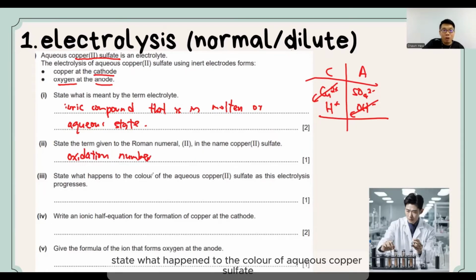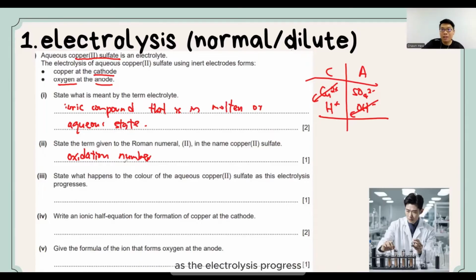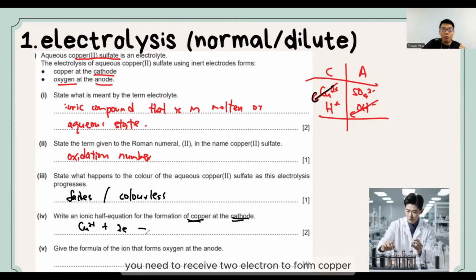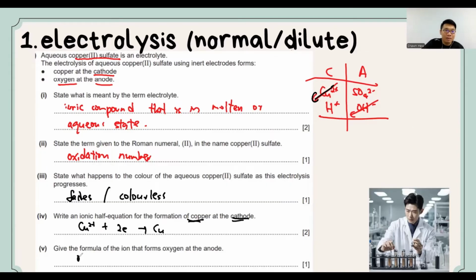State what happened to the color of aqueous copper sulfide as the electrolysis progressed. It is the same as the previous question, we are using copper ion. So you just tell me it will fade, or you tell me it will become colorless. Then write the ionic half equation for the copper at cathode. You need to receive 2 electrons to form copper. Give the formula of the ion that forms oxygen. The formula is just OH minus.